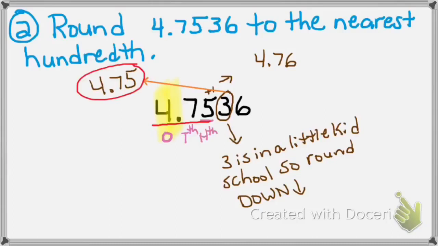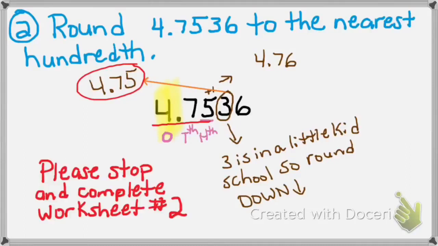4.75. So I have rounded 4 and 7,536 ten-thousandths to the nearest hundredth, which is 4.75. Please stop the video and complete worksheet number 2 right now.